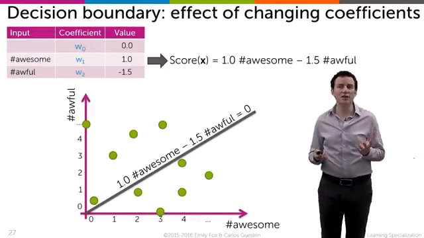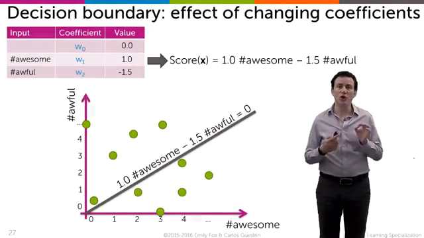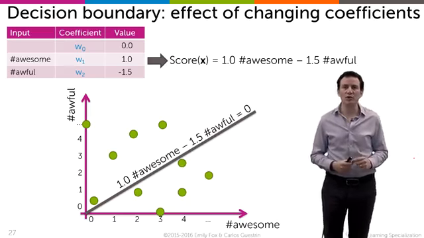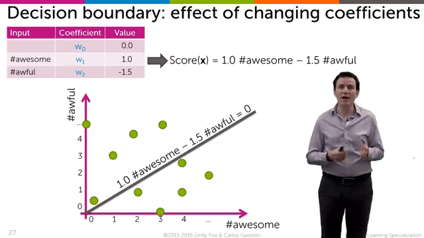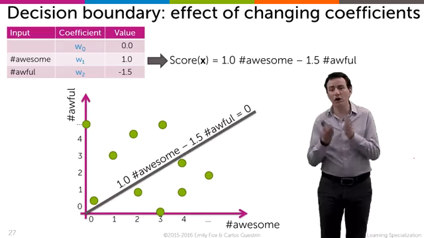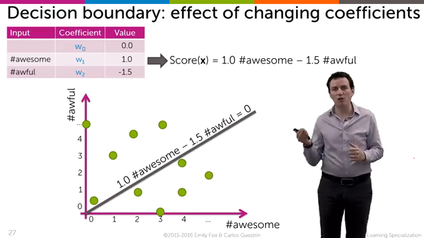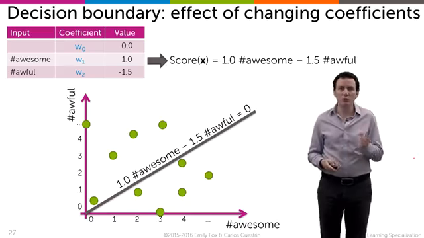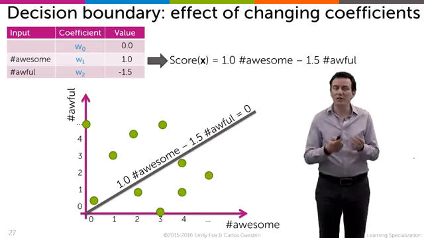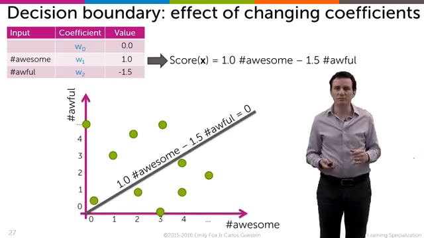Now that we've defined the notation, let's go back to our decision boundary example and look at the impact of those coefficients that we learned on the actual decision boundary that we obtain. So in the example that we had, the score was defined by 1.0 times awesome minus 1.5 times awfuls. That means that W1 was 1.0, W2 was minus 1.5. And here W0 was 0. I didn't even show that 0 there, but it was kind of equivalent to saying W0 is 0.